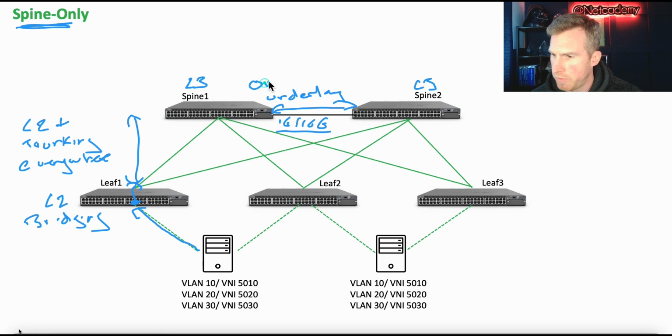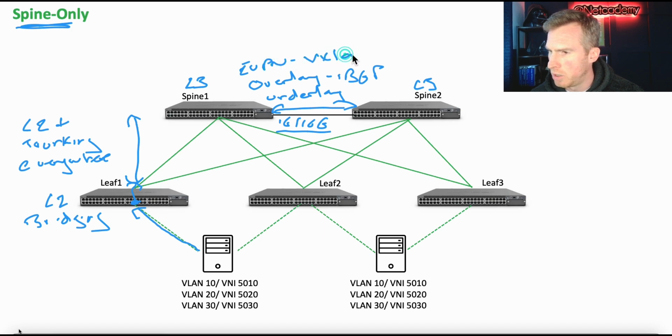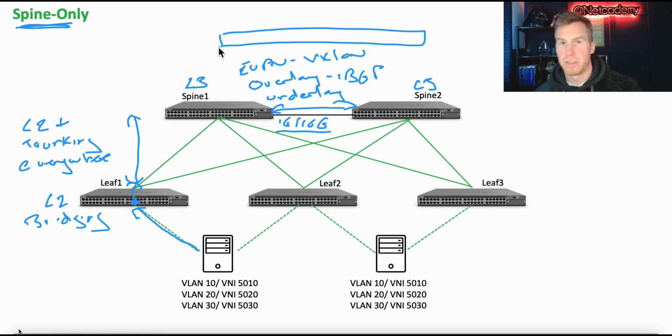And then you're going to have that overlay that goes on top of that underlay. And that will be iBGP, because EVPN is basically iBGP. And then on top of iBGP, we're going to have our EVPN signaling and our VXLAN tunneling going across from spine 1 across to spine 2.